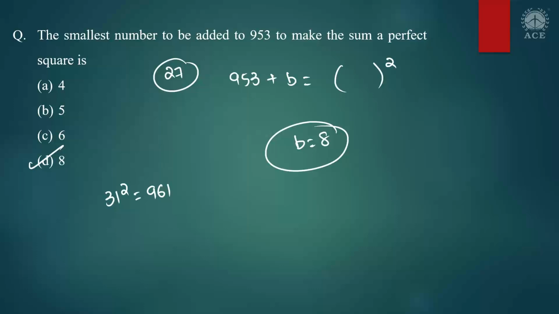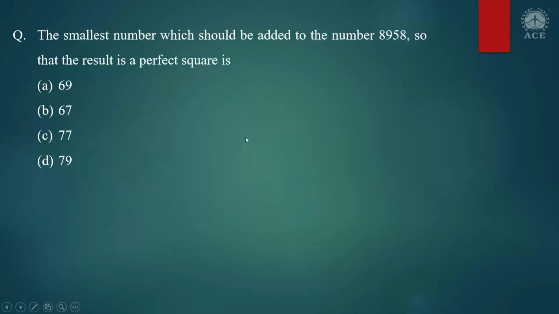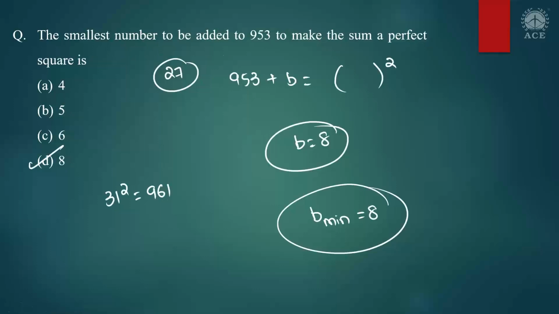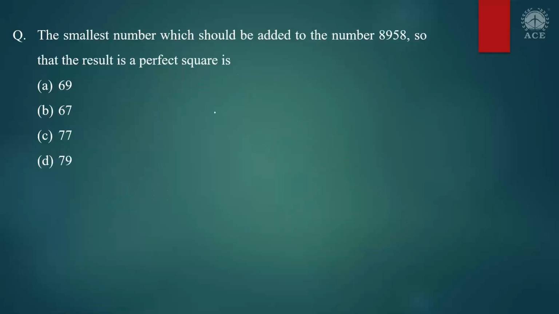Clear everyone? Alakya, Vamshi, hope you understand this one. What is the minimum number to be added? B minimum. Got it? Yeah. So the next question, you tried it? That's one now. Yes.